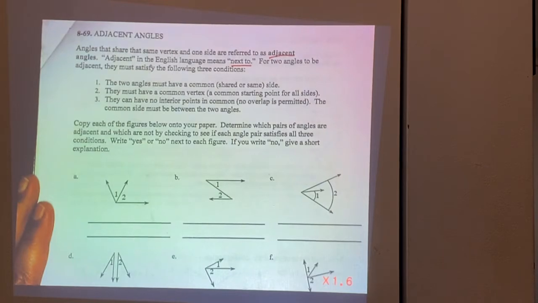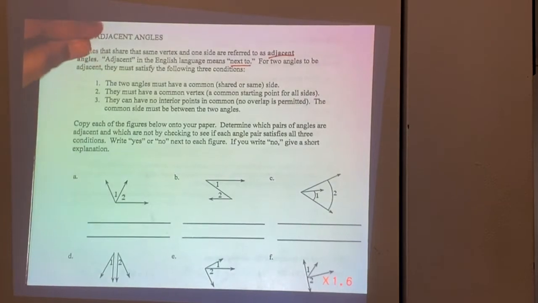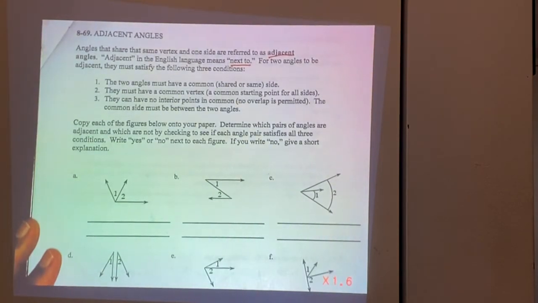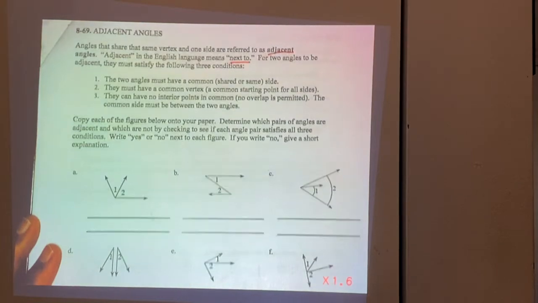Condition number 1: the two angles must have a common or shared side. 2: they must have a common vertex. 3: they can have no interior points in common. No overlapping is permitted. The common side must be between the two angles. For each of the figures below, determine which pair of angles are adjacent and which are not by checking to see if each pair satisfies all 3 conditions. Write yes or no next to each figure. If you write no, give a short explanation.